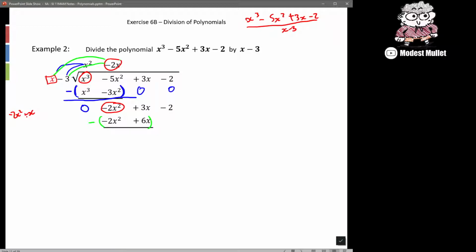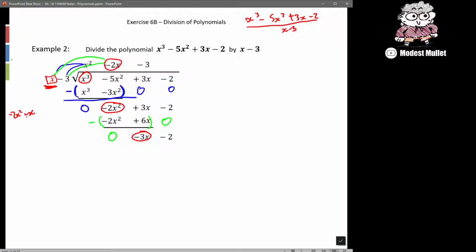And then we do the subtraction again. So we're going to get 0 there. 3x take away 6x is negative 3x. And then we bring down the 2, because again, we're effectively taking away 0. Repeat the process now a third time. Negative 3x divided by our x, which is out the front, gives us negative 3.